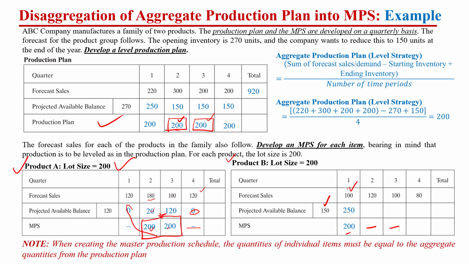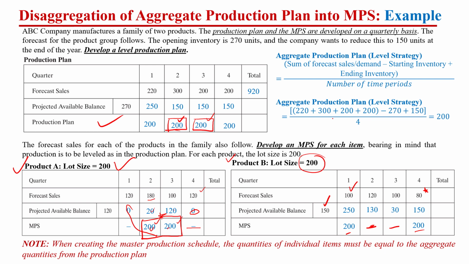Then 250, so we can easily meet this demand of 120, and there is no need to produce over here, as we have discussed earlier, because we have already produced. So 250 minus 120 is going to be 130, and 130 minus 100 is going to be 30. With the help of 30, we cannot meet the demand of 80. So we have to produce over here. How much do we have to produce? 200. That is the lot size. So 30 plus 200 minus 80 is going to be 150, right?